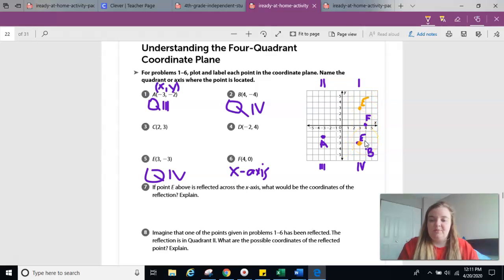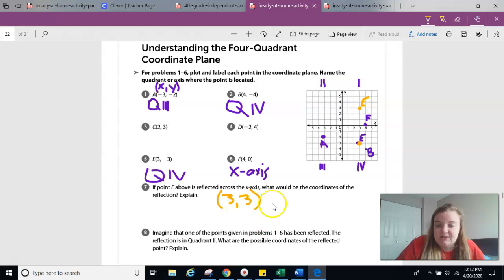Just like if you put a dot of paint on a paper, you fold it, and then you open it, suddenly you have 2 points. So that is what that means. What would be the coordinates of the reflection? We would go to the x, this would be 3, and then we look at the y, and it would be 3. So the coordinates would be 3, 3.